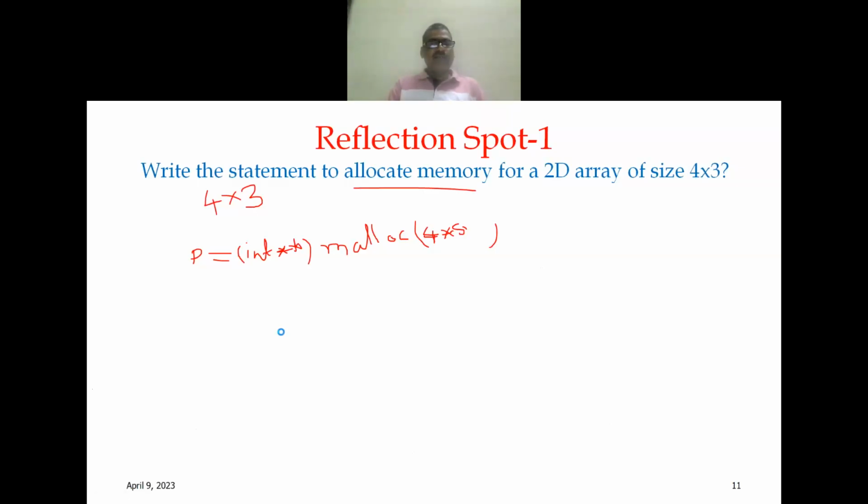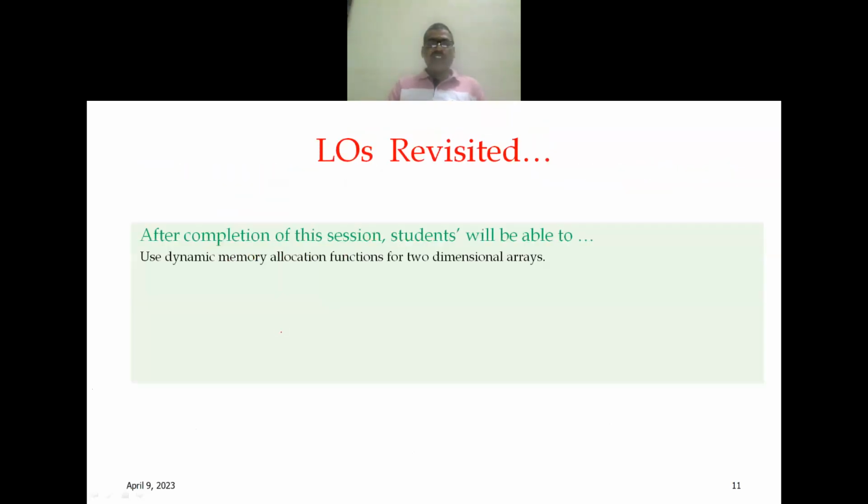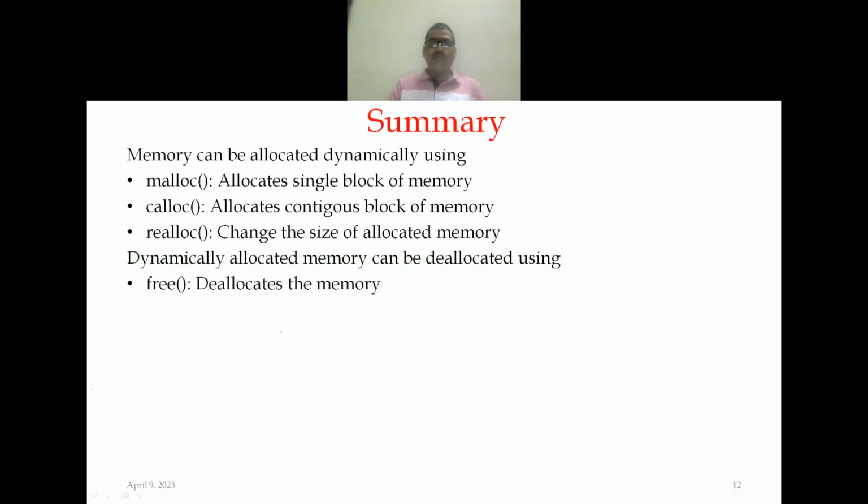Fine. So the lecture outcomes are revisited here. After completion of this session, students will be able to make use of dynamic memory allocation functions for implementing two-dimensional array operations like matrix addition, matrix multiplication, etc. Fine. The summary of this session is that we discussed how dynamic memory allocation functions are used for allocating memory, how we can use malloc, and free, the memory deallocation function used for deallocating the memory.